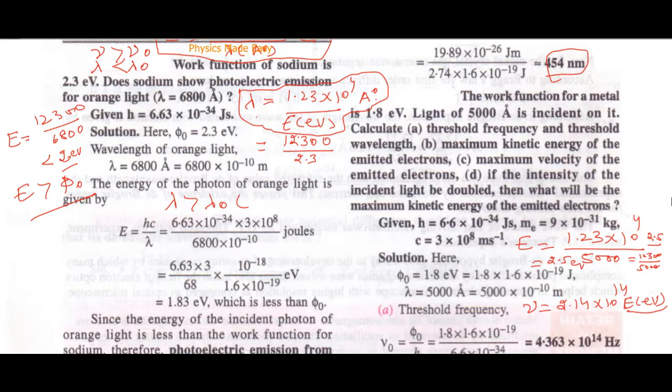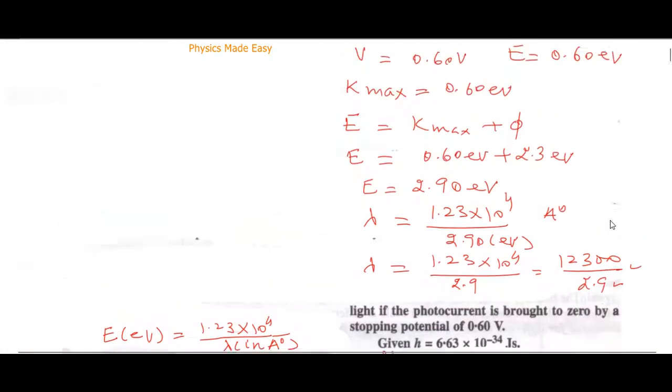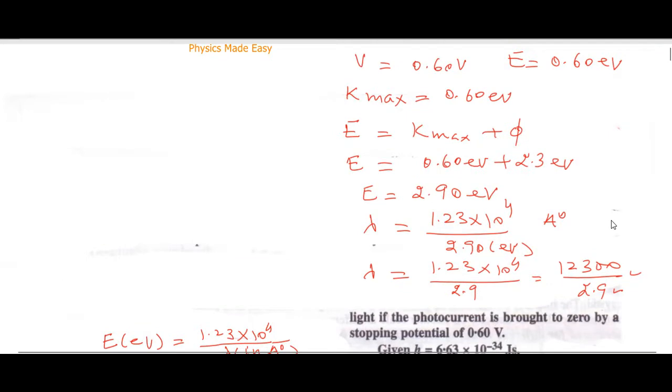The photon energy is 2.5 electron volt, and the work function is 1.8. From here you can directly calculate the maximum kinetic energy, which is 0.7 electron volt. Now if you have to find out the threshold wavelength, even that you can find out by making use of this formula. So basically, these three formulas hold the key in the whole of the photoelectric effect.